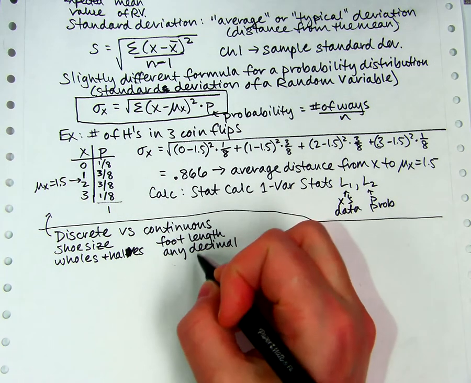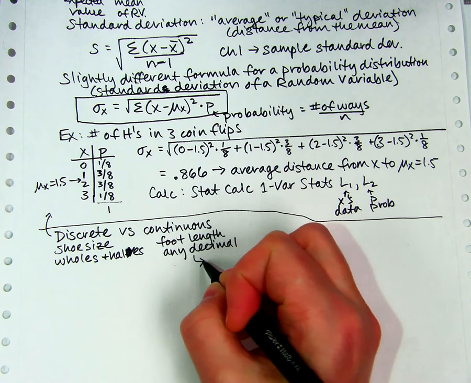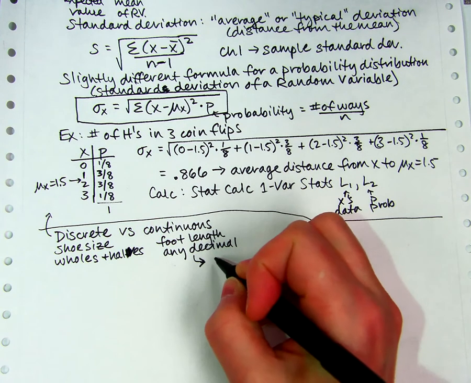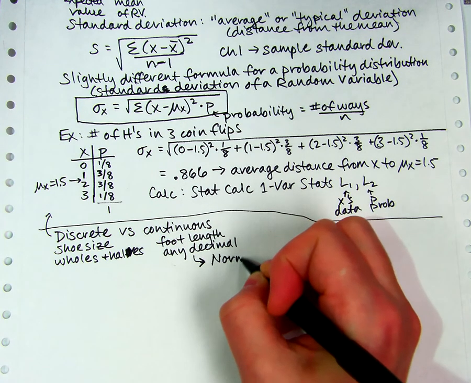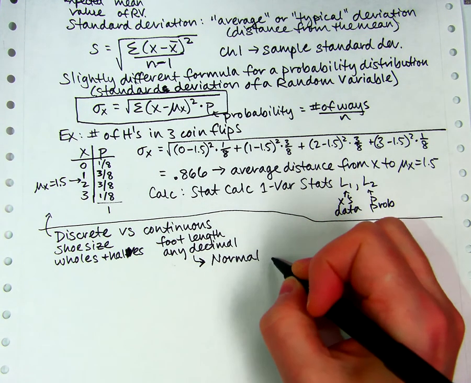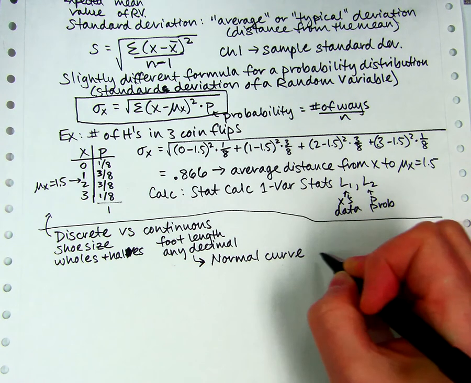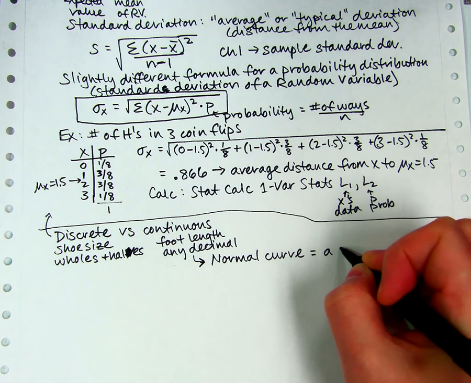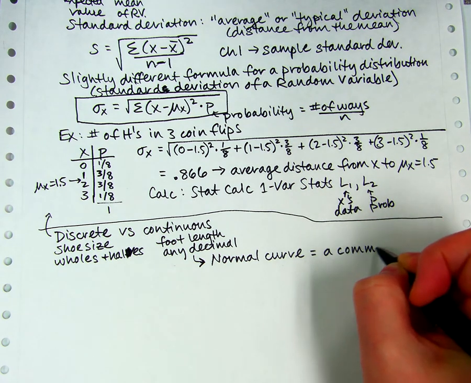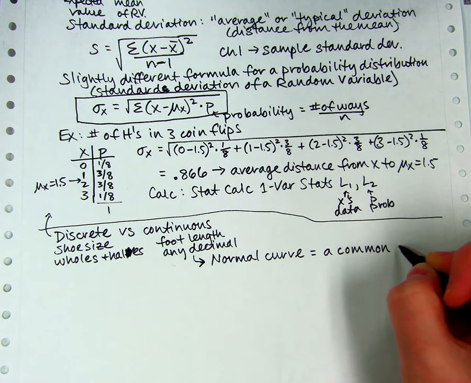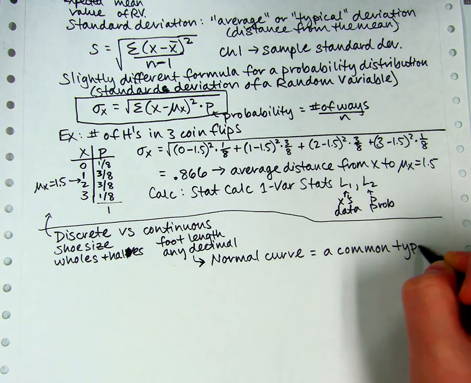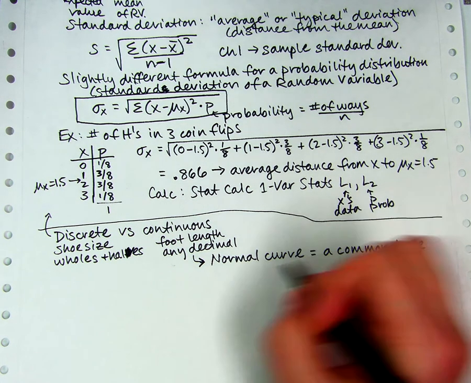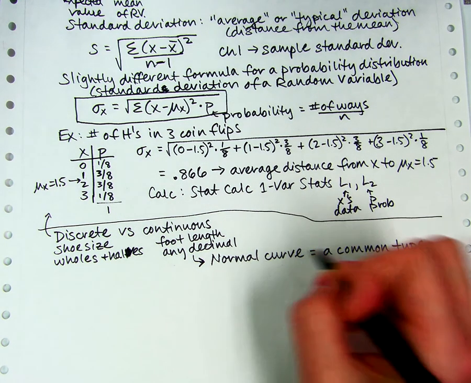So continuous, the most important type of continuous you need to know is the normal curve. And so we're going to review some chapter 2 for the second half of these notes. Normal curve is a very common type of continuous random variable, and it's actually the only type that we're going to learn this year. If you take more college math, you'll learn some other distributions that are continuous, but normal curves are what you have to know.